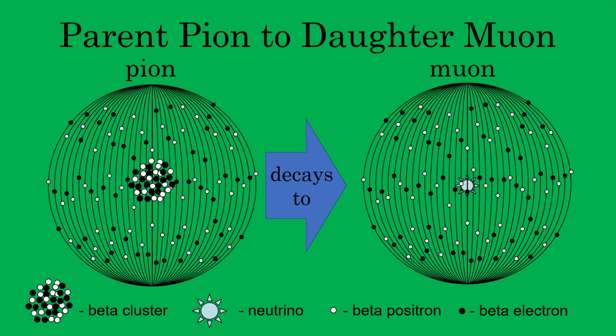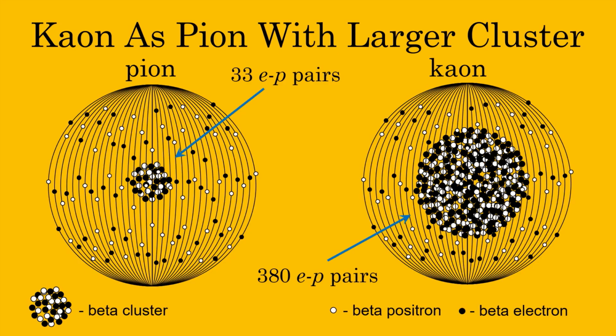Assuming that pions decay into muons because they are made of the 35 orbital muon shell, K sub mu kaons likely decay into muons because they, too, are made of the muon orbital shell. If so, one might model the K sub mu kaons as pions are modeled here, with a cluster of beta electron-positron pairs at the center of the 35 orbital muon shell, but with 380 pairs instead of 33.